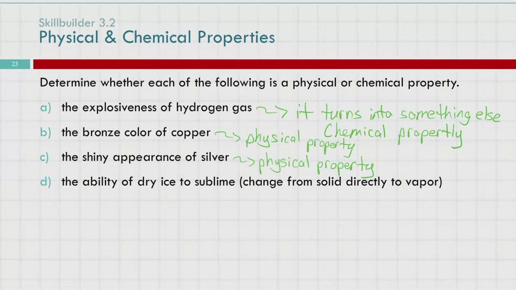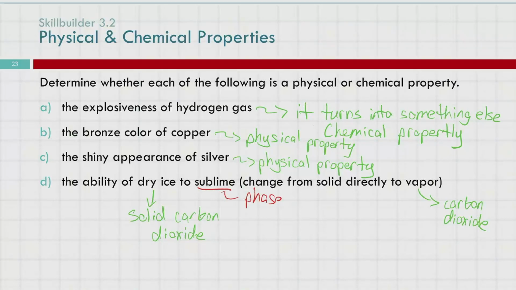And this last one, dry ice, does a thing called sublimation, where it changes from a solid directly into a gas. Do we think that that is a physical or chemical property? Dry ice is solid carbon dioxide. When it sublimes, it turns into also carbon dioxide. And sublimation is a phase change. It's just one that you may not have heard of. So this is also a physical property. Ice in your freezer can also sublime, and we'll talk about that more in a future chapter.